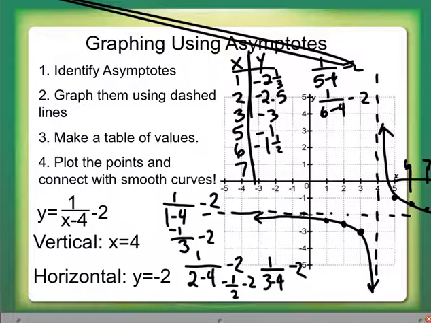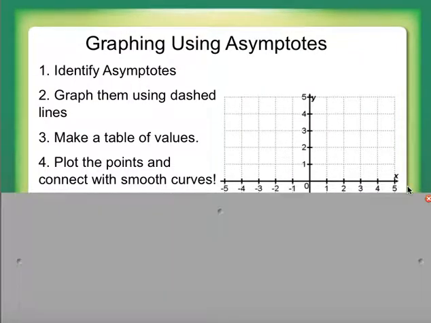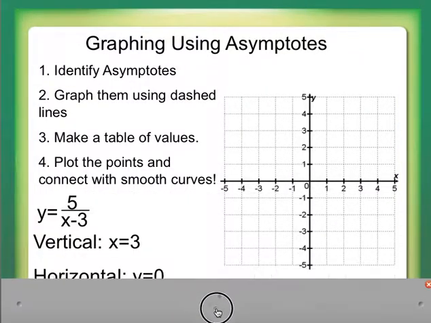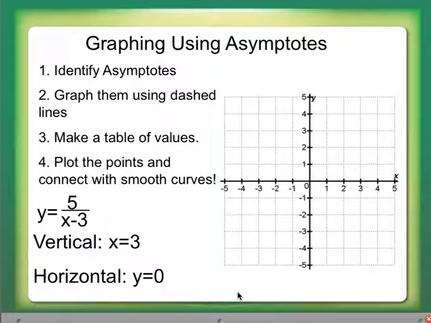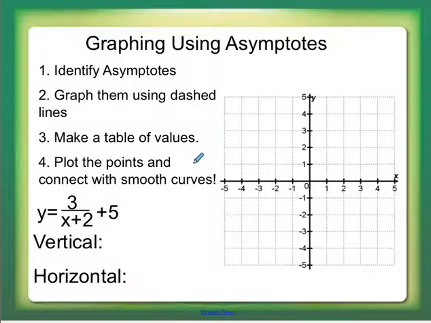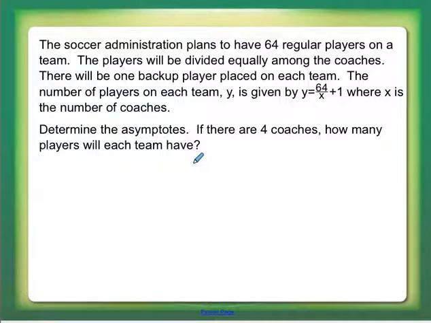All right, well, I'm going to show you a couple other examples of this that you can try on your own. All right, just remember these 4 steps. Find your asymptotes, graph them using dashed lines, and then make a table of values so that you can plot these. And remember that table of values, you're going to do some to the left and some to the right. Okay, here's a couple more that you can try. All right, lots of different ways that these can be used.